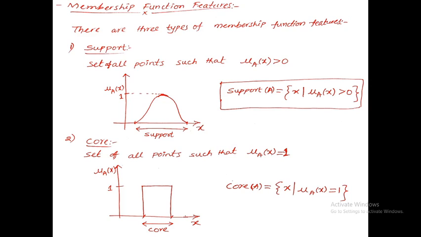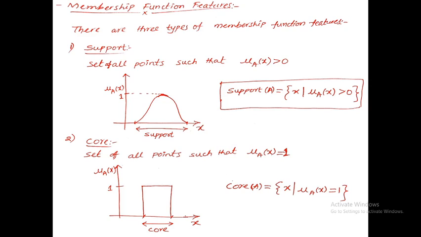That's why in the rectangle box represented with that support A, support of A is equal to x such that mu A of x is greater than 0. If the membership values mu of x are greater than 0, that region is called the support region or support feature.